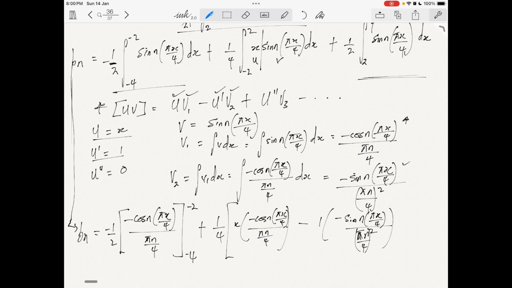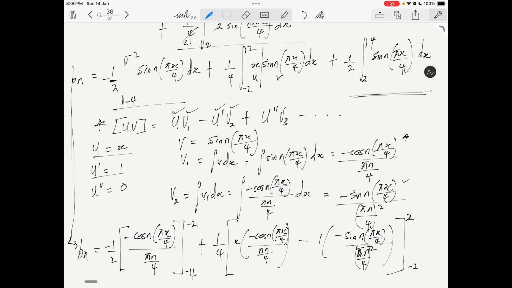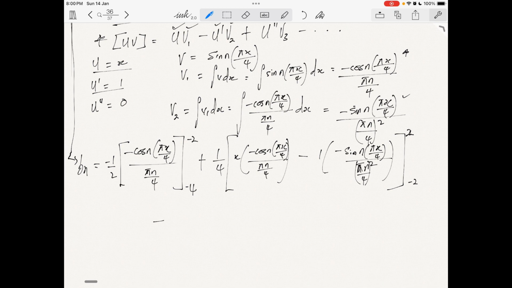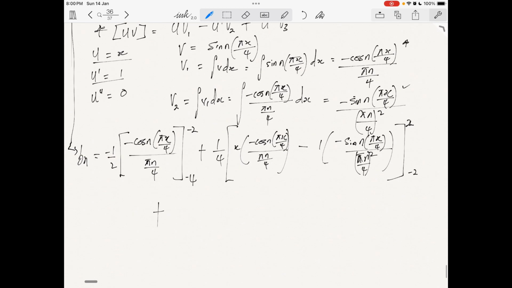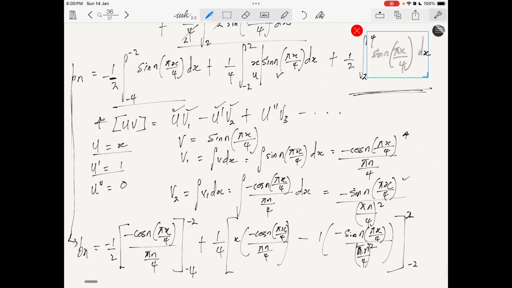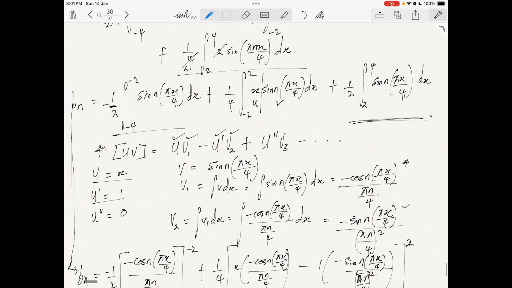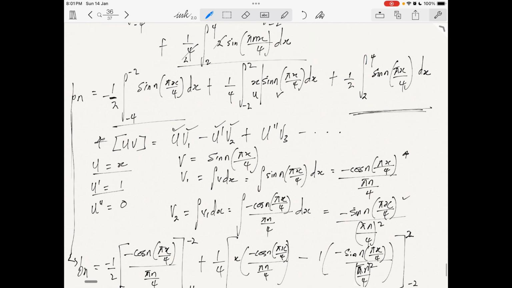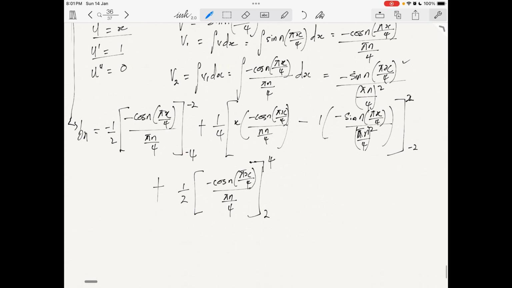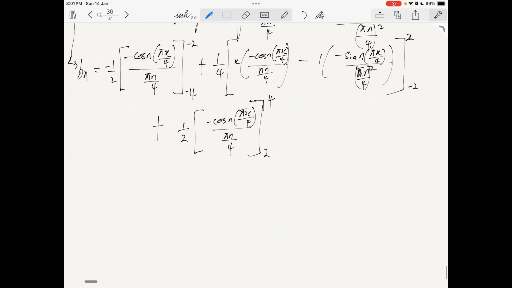Now, with this, we give all our limits from minus 2 to 2. And finally, we will be integrating the third term of bn, which we will have to be plus 1 over 2. And integrating sine n pi x over 4, we'll have minus cos n pi x over 4 divided by pi n over 4 from 2 to 4. Now, a bit much, but we are going to get through this.